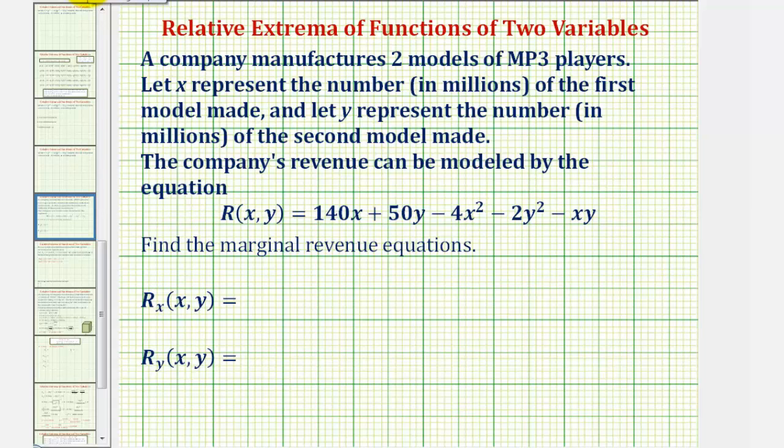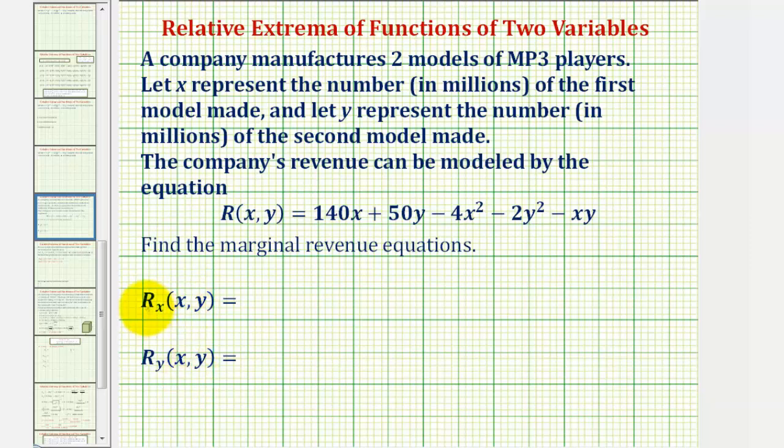A company manufactures two models of MP3 players. Let x represent the number in millions of the first model made, and let y represent the number in millions of the second model made. The company's revenue can be modeled by the equation R(x, y). We first want to find the marginal revenue equations, which should be the first-order partial derivatives.